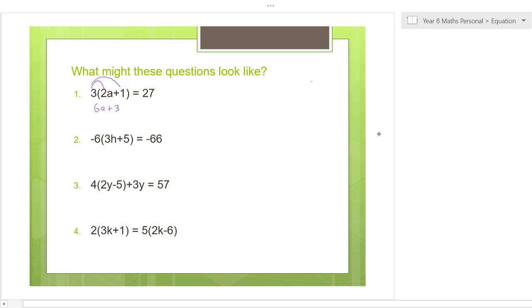Now, you can see we've expanded the bracket, so we've got rid of that bracket, and that's equal to 27. As you can notice, we can solve that as per normal. The thing furthest away from the 8 is 3, so we're going to subtract 3. Then we have 6a is equal to 24. We've been there and done that. We can divide both sides by 6. a is equal to 4. So it's really no different once you expand the brackets and make your life easier.